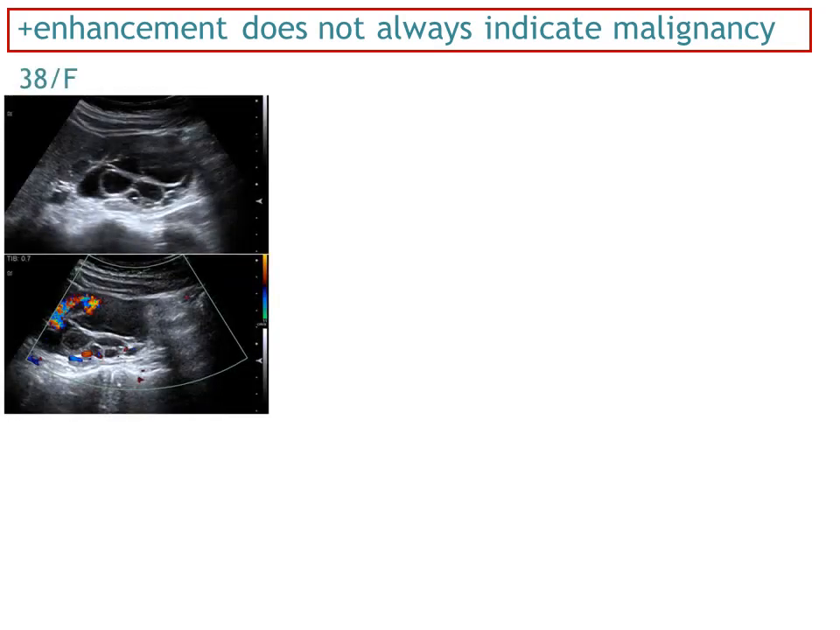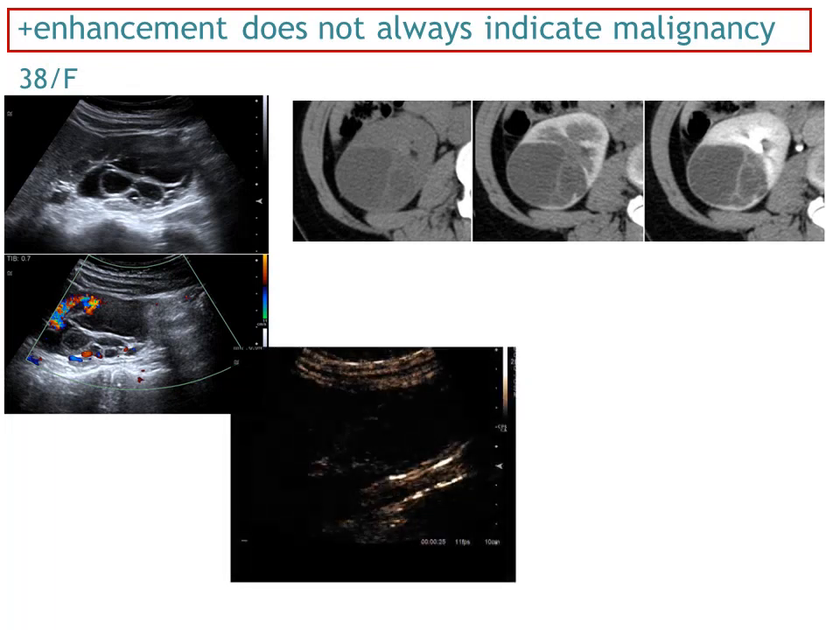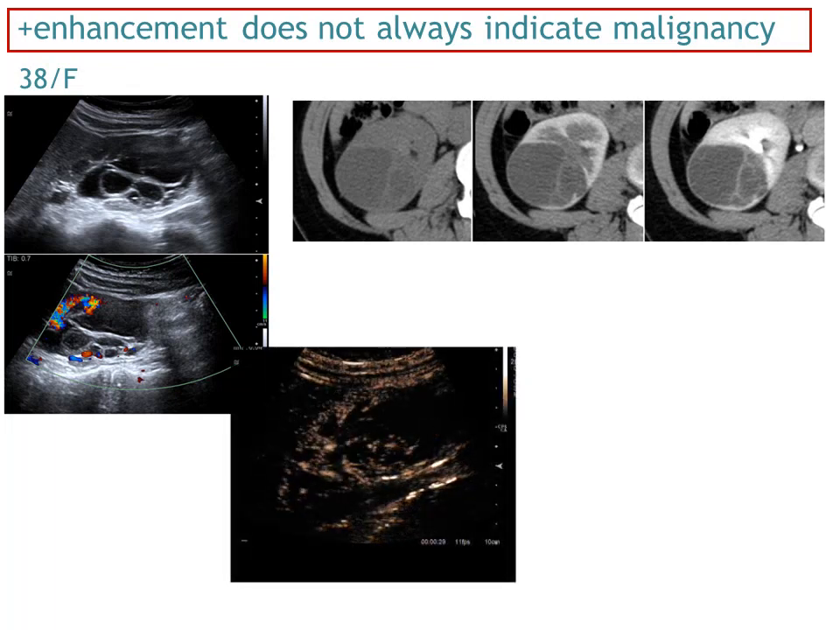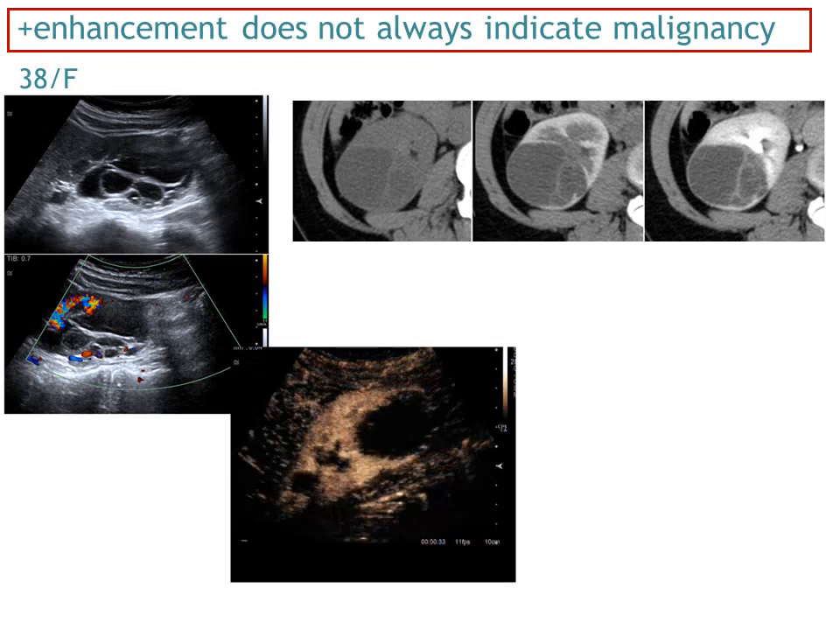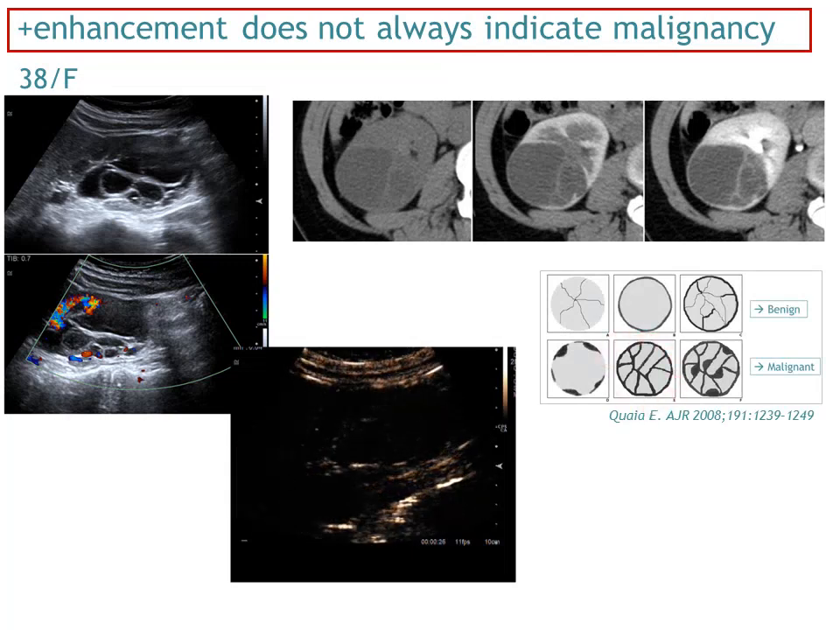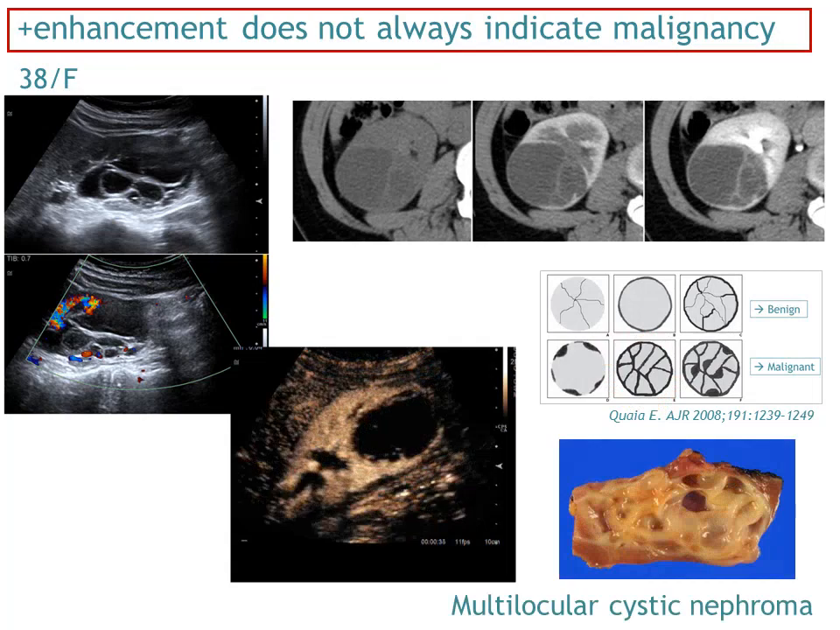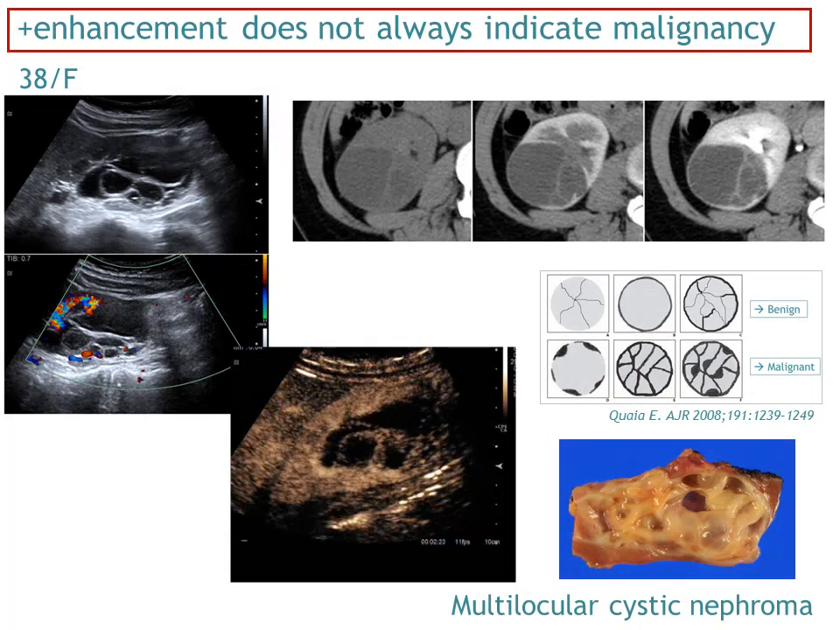Here is an example of a 38-year-old woman with a large cystic mass with abundant thick internal septa without prominent flow signal. Contrast-enhanced CT shows enhancement of those thick septa, and contrast-enhanced ultrasound clearly shows bubbles flowing into those thick septa. If we apply the patterns in the previous article, it probably belongs to the pattern of malignancy. But this was a case of multilocular cystic nephroma, a benign tumor. So again, please remember that positive enhancement does not always indicate malignancy.